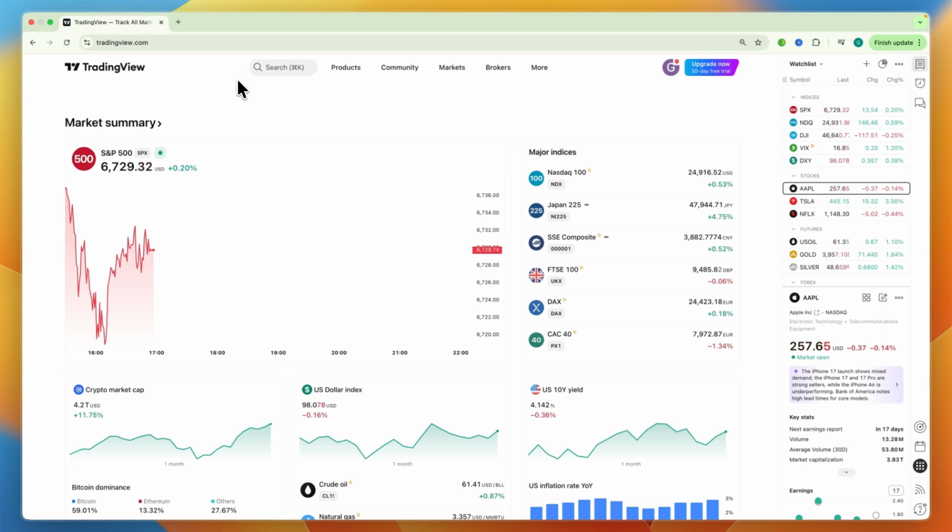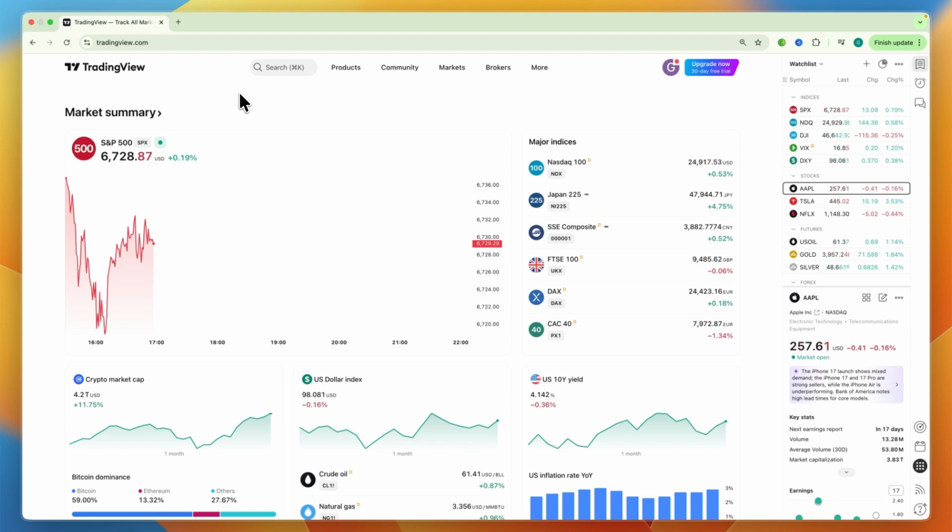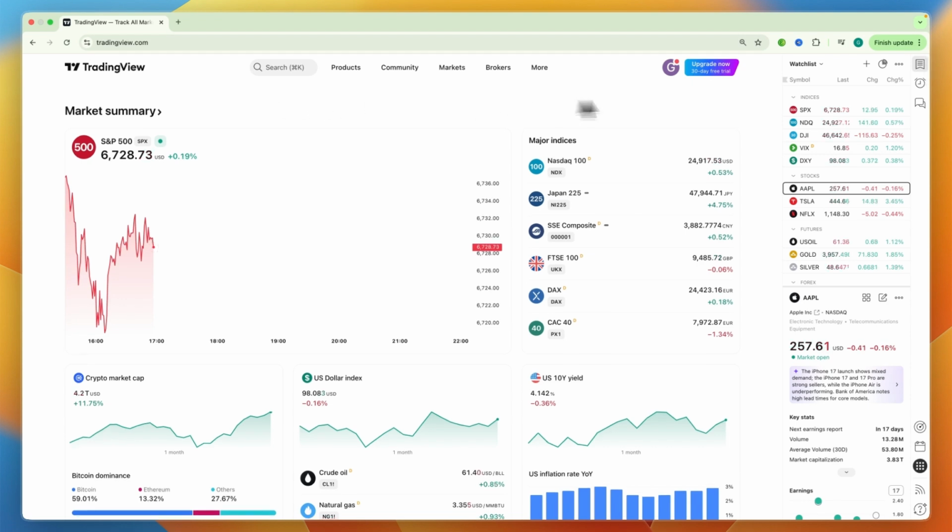In this video, I will show you how to paper trade on TradingView. To do this, first just go to tradingview.com and create an account if you don't have one yet.